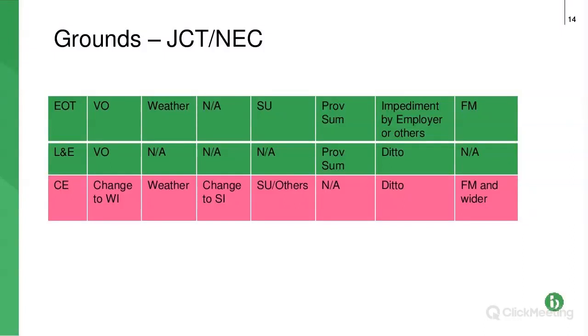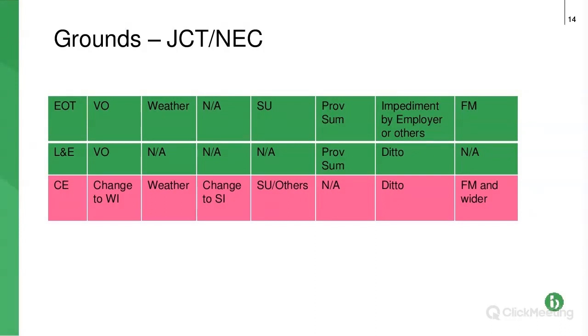Just be careful with your Z clauses, your amendments to NEC, because what I'm seeing quite a lot of is amendments that effectively split the compensation events in the same way as they're split for JCT. So let's see how they're split for JCT. Well, the first one, so if we've got extension of time at the top left, the next one says VO, so that's a variation. So if you have a variation under JCT, you get an extension of time if it creates delay for that variation.